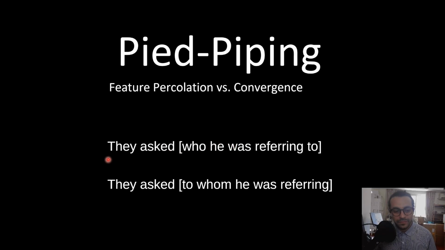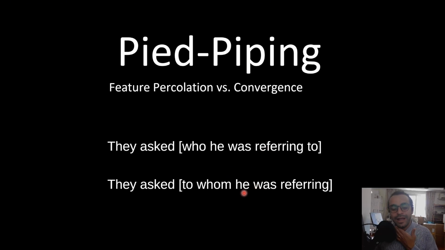So here we have two examples. They asked who he was referring to. This sentence is commonly used in informal English. As you can see, the who has been moved. Who originally should be here, but it moved to the specifier position, and it left the to stranding. This is not pied piping.